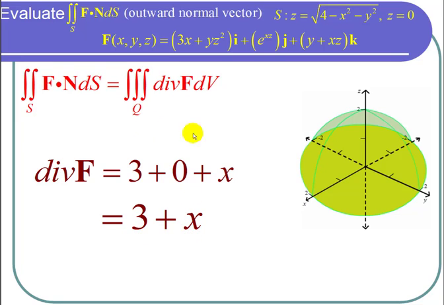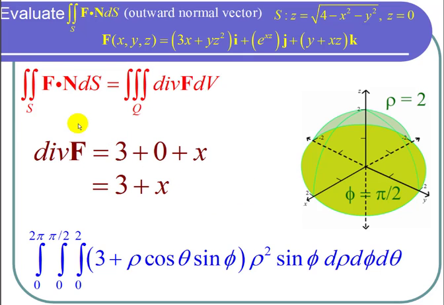So we want to find this triple integral, and we have a hemisphere, so it's much easier to use spherical coordinates. So a hemisphere is defined by rho equal to the radius, which is 2, and then the xy plane is defined by phi equal to pi over 2. So now I can put all this together and write down that this flux integral is equal to the triple integral. Theta goes all the way around from 0 to 2 pi.